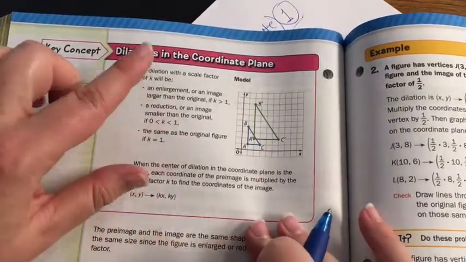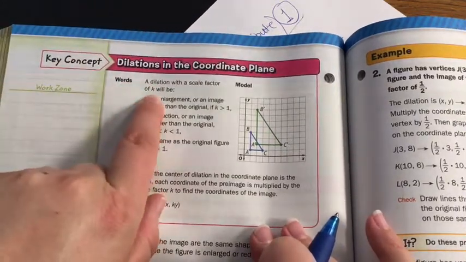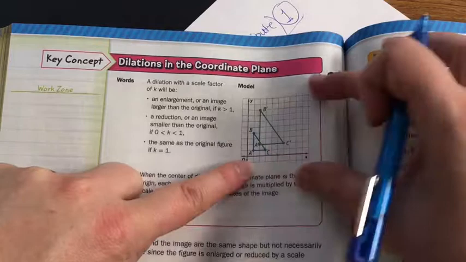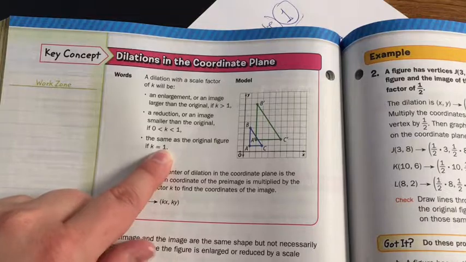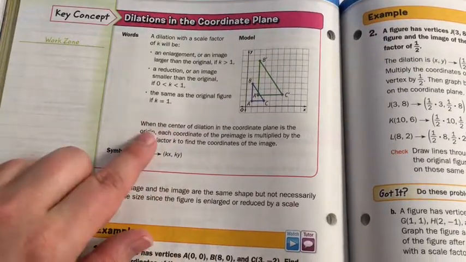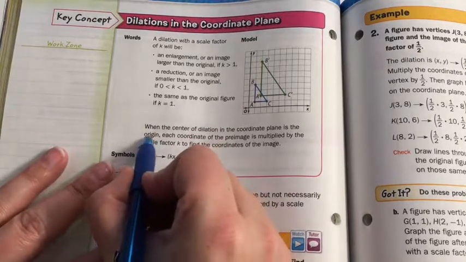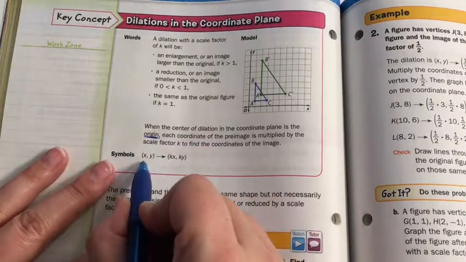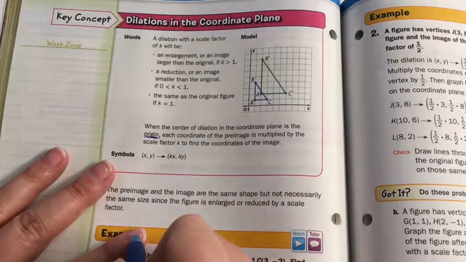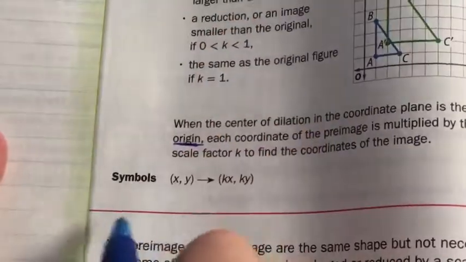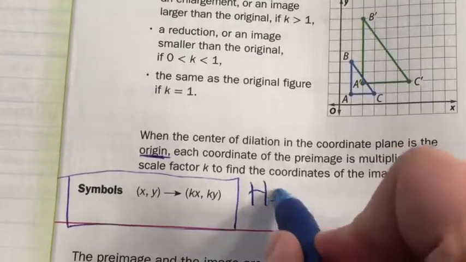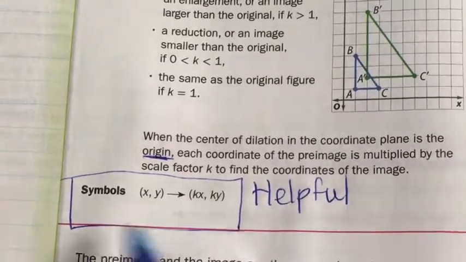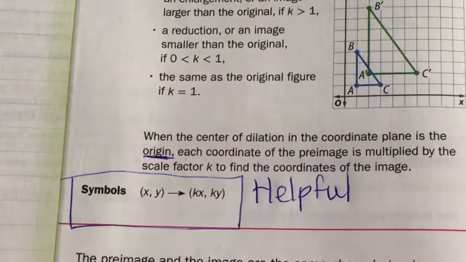Then we have dilations on the coordinate plane. Dilations have a scale factor, k, so they can make things go bigger or go smaller, and even if k is 1, the scale factor is 1, it's the exact same thing. But the nice thing is when it's dilated around the origin, all you have to do is multiply the x and the y by the scale factor. So right here, we're going to put a box around this, and we're going to put helpful by it again. Helpful.